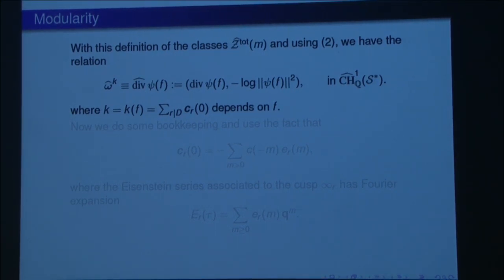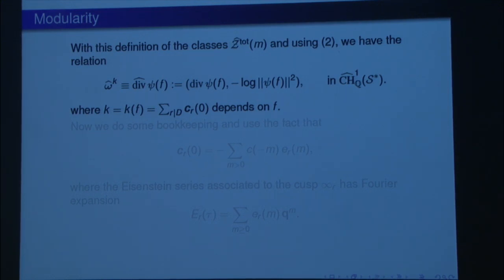What we have is that we get a relation, namely this omega hat k. So you remember that this div hat of psi f is now equal to omega hat k, because all the Green's functions have been lined up. So this div hat means the divisor together with this Green's function. And k is, as I said before.